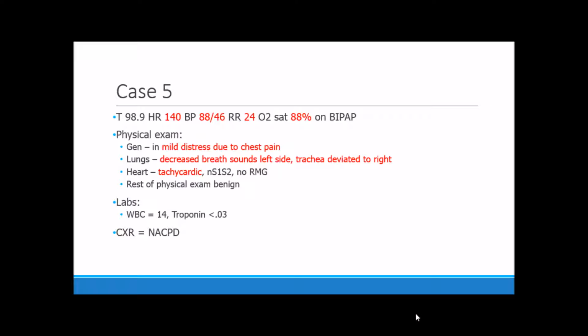So on exam, he's tachycardic, he's hypotensive, he's tachypneic, he's hypoxic, he's in mild distress. You hear decreased breath sounds on the left side, and the trachea is deviated to the right. He's tachycardic. Does this help? His chest x-ray was read as no acute cardiopulmonary disease. Okay, but that was probably done before this happened. Okay, so what do we do about this?